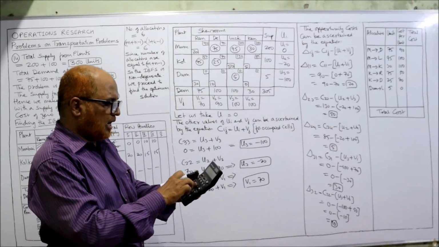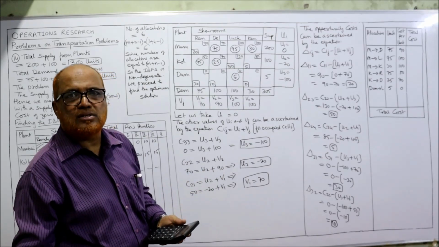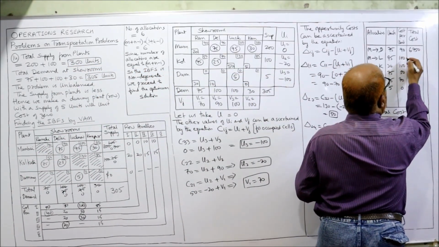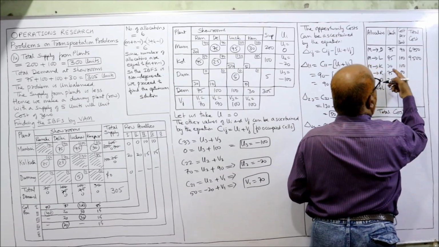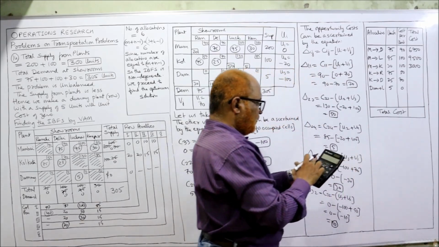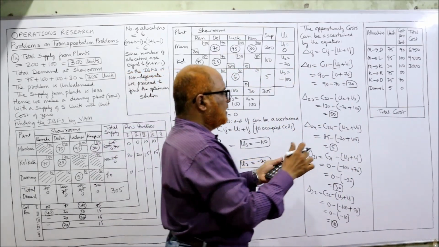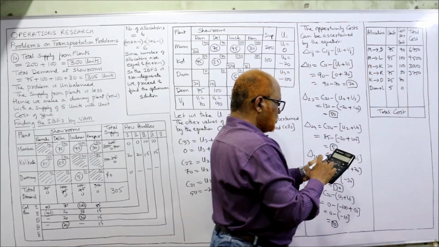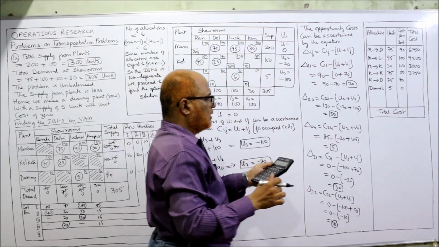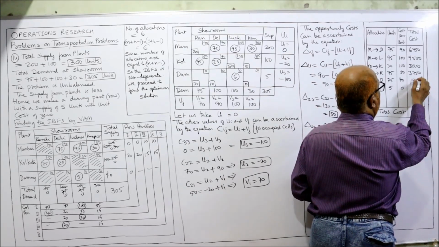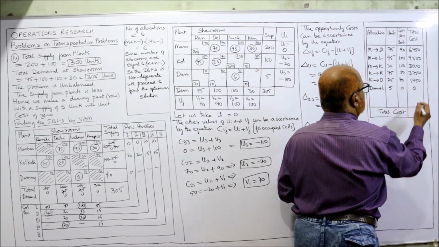75 into 90, you will get 6,750. 95 into 100, 9,500. 30 into 100, 3,000. 75 into 50, you will get 3,750. Then 25 into 70, you will get 1,750. And 0. That's it.